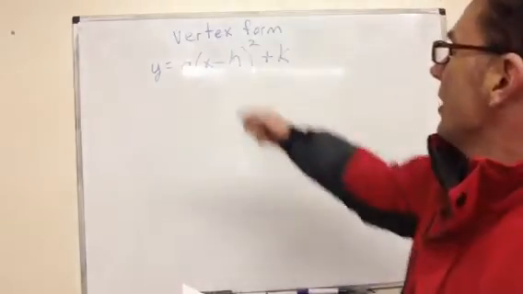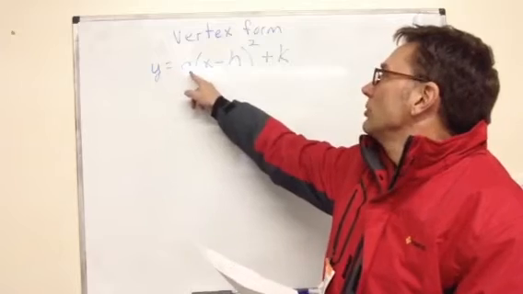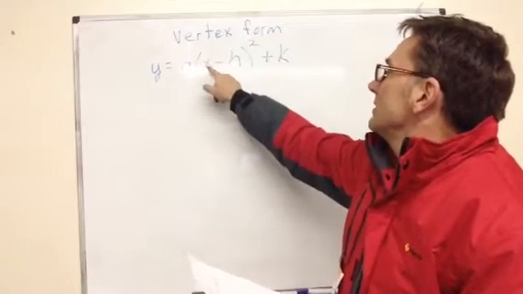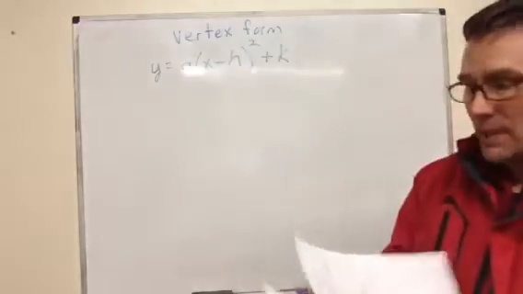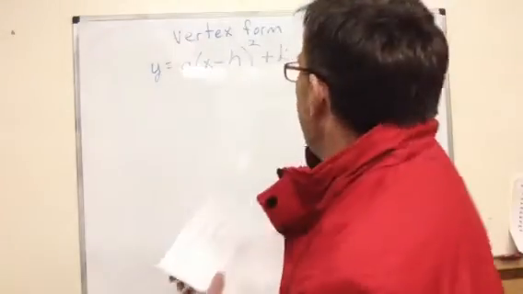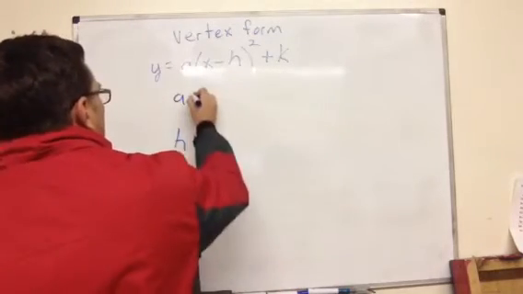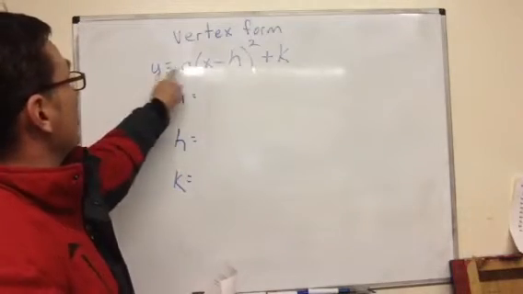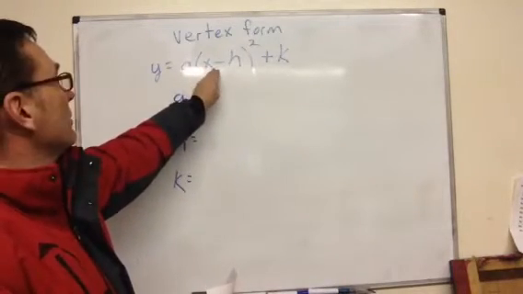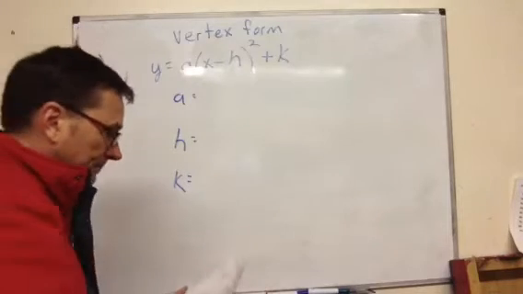To start off, the vertex form is right here. y equals a(x minus h) squared plus k. We will have numbers at a, h, and k. We will always have a y value and always have the x value. This is our input value, that's our output value. We will always have the x and y in there.